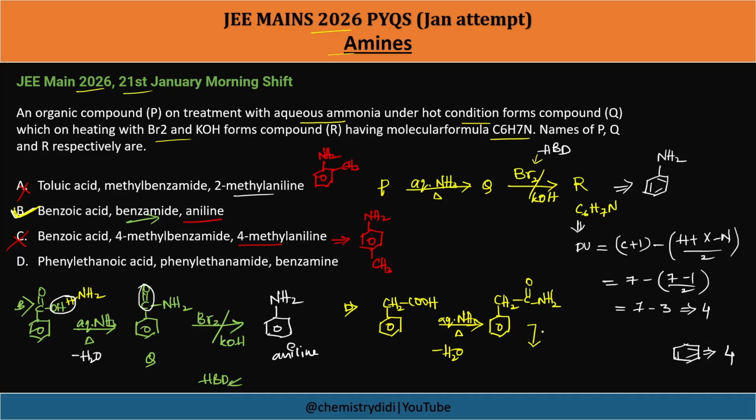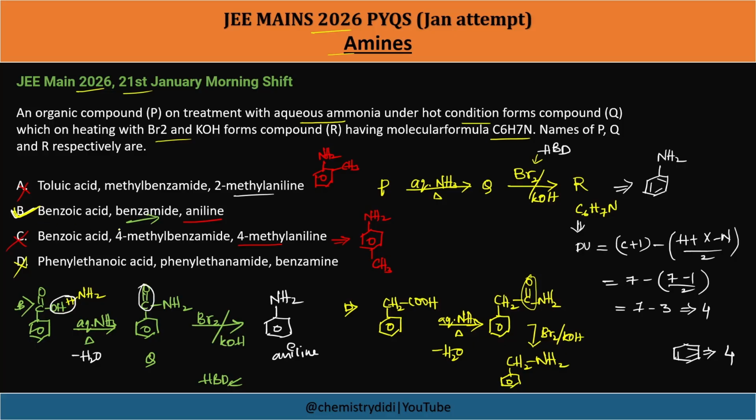So in the Hoffmann bromamide degradation, in the presence of Br2 KOH, what happens? You will remove the candle, right? So this will be CH2 NH2. If you compare this with the given molecular formula, here we have only 6 carbons, but here we have 7 carbons. That's why you can eliminate this option also. So our correct option is B.